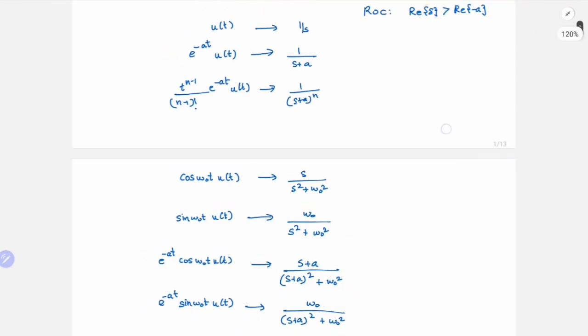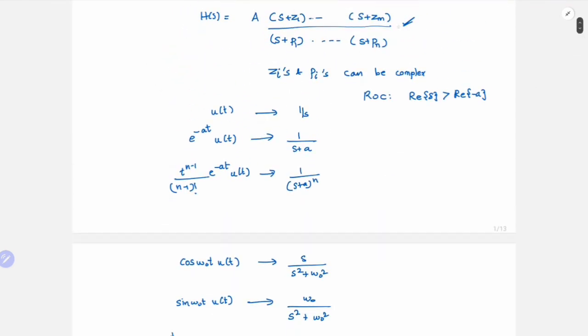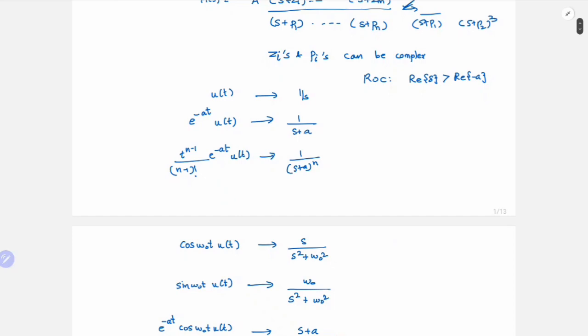Now if you see this and compare them with this one, when you write it down in partial fractions, you will have denominators of the form (s + p1), (s + p2), and if the poles are repeating, then you will have squares, cubes, and so on. For that you can use this inverse Laplace transform, and for a single pole you can use this one, and for complex, these are all for real a's, right? And if you have complex, here it is s equal to plus or minus j omega naught, right?